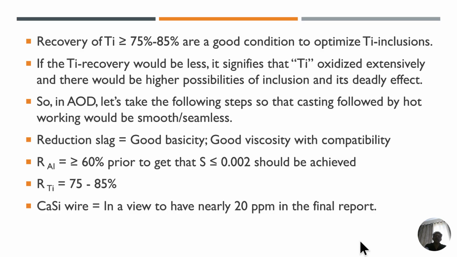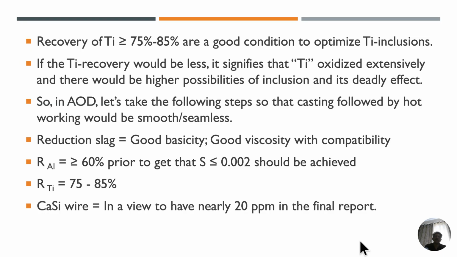Recovery of titanium greater than or equal to 75% to 85% is a good condition to optimize titanium inclusions. If the titanium recovery is less, it signifies that titanium oxidized extensively and there would be higher possibilities of inclusions and their deadly effect. So in AOD, let's take the following steps so that casting followed by hot working would be smooth and seamless.